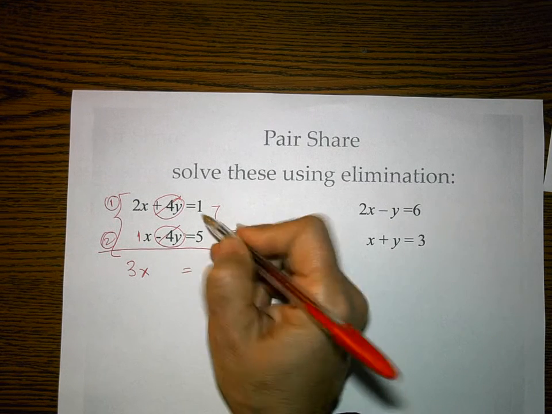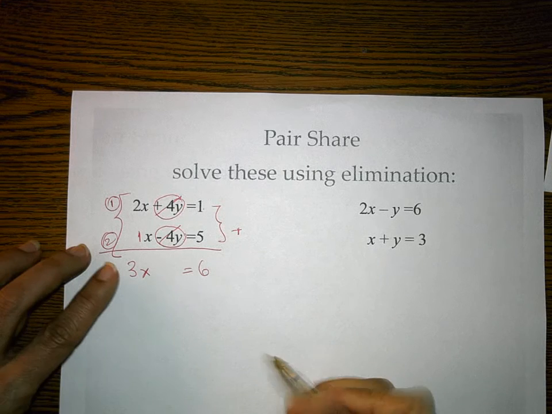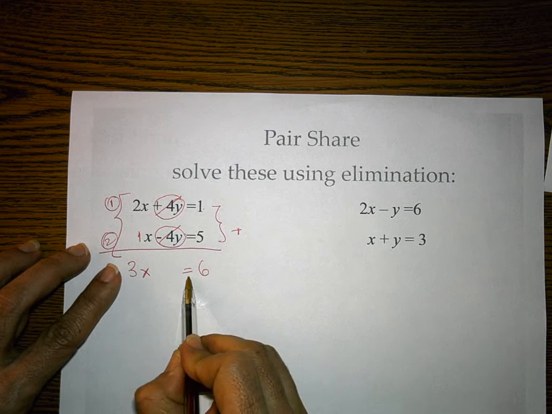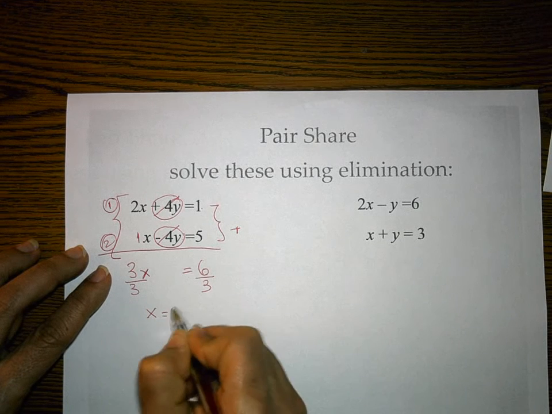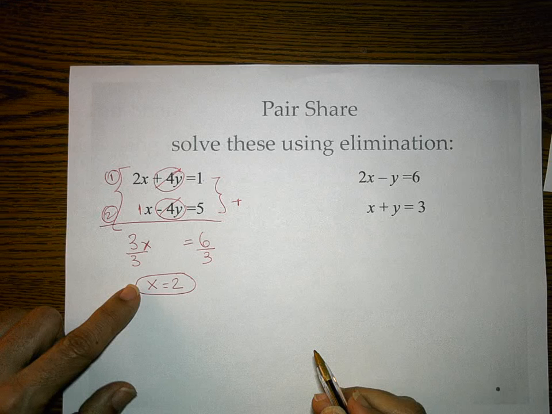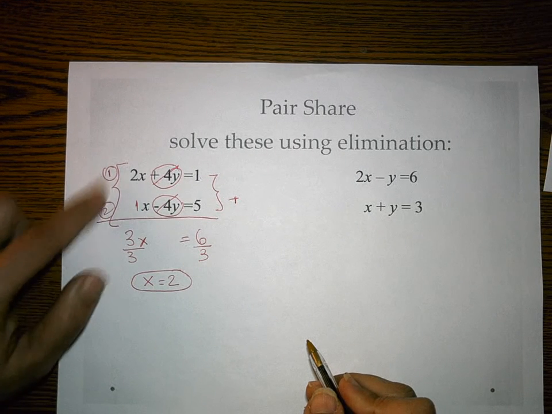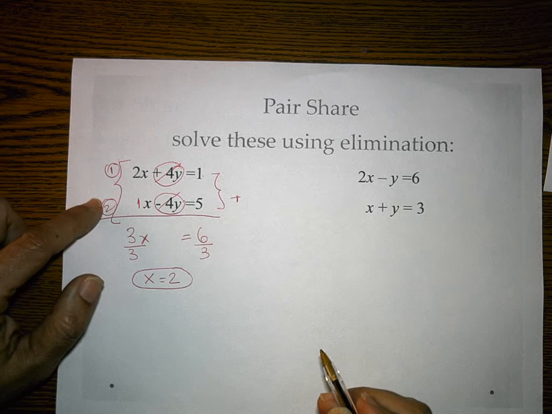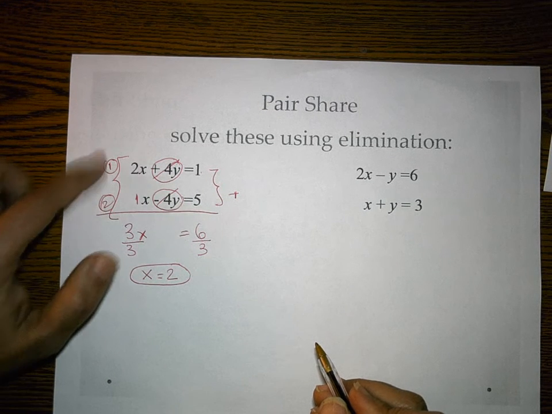But 1 plus 5 equals 6. So we have 3x equals 6. I can divide both sides by 3. And we get that x equals 2. So there we go. Now that I know x equals 2, you can just go back and plug it into either equation you choose. I really don't care which one. It doesn't matter. You will get the same answer no matter which equation you pick.